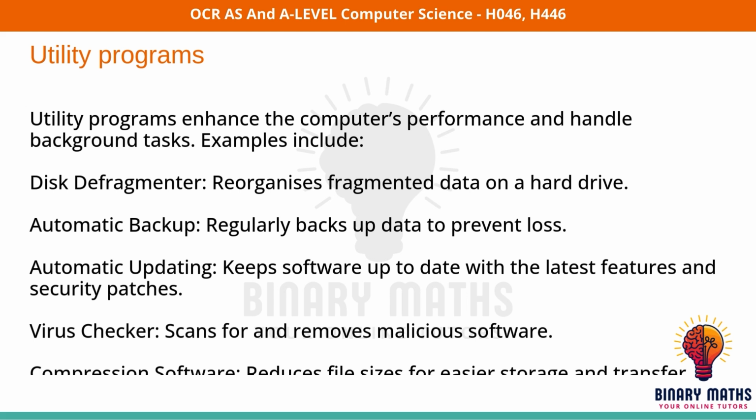Compression software reduces file sizes for easier storage and transfer. For example, sending a large video file via email. Some files compress well, while others do not. The compressibility of a file depends on its content. Text files, for example, often compress well because they contain repetitive patterns. In contrast, already compressed files like JPEG images or MP3 audio files do not compress much further.